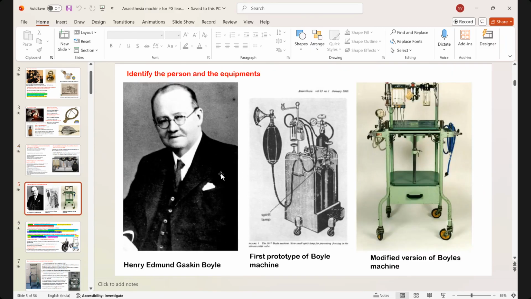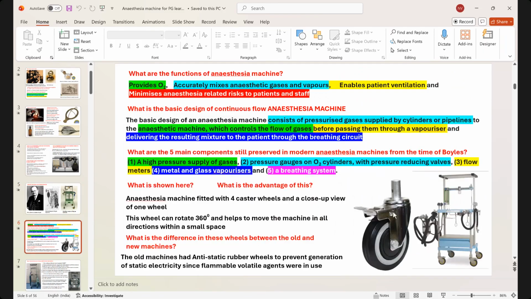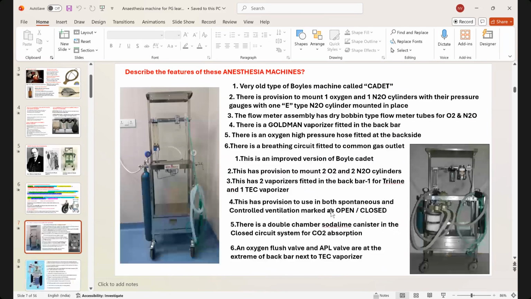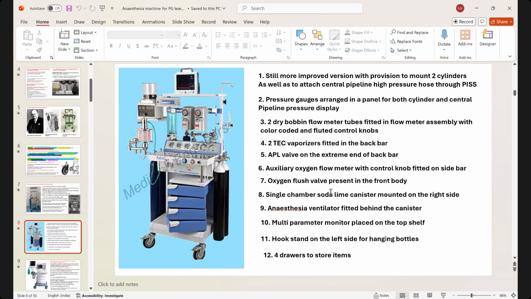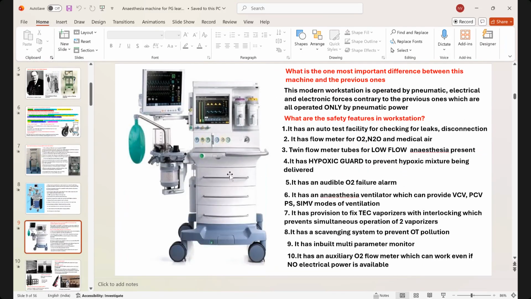And then this is the person who developed the Boyle's machine, and this was the oldest prototype of the machine which was developed. And then the type of wheels fitted to the old machines, which even present day machines also have, are called caster wheels. And then we started describing the machine from the earliest version, and slowly how it improved, what are all the components that were added to that. And this is the modern anesthesia workstation, which most of you are familiar with, and you are using it day in and day out. And we discussed what are all the features incorporated in that.